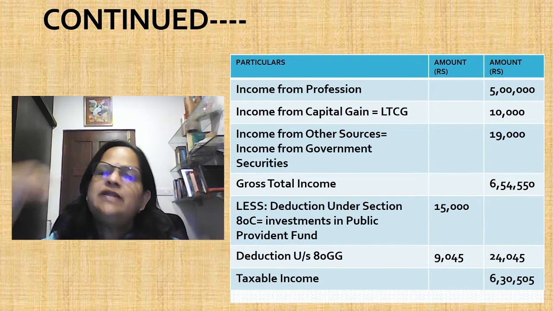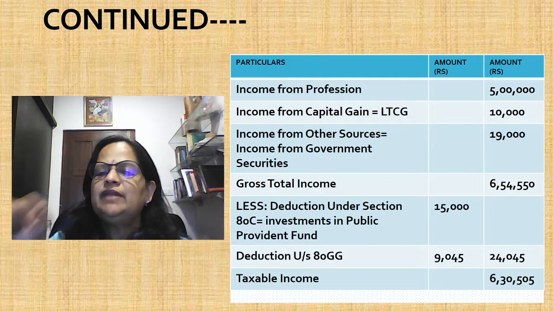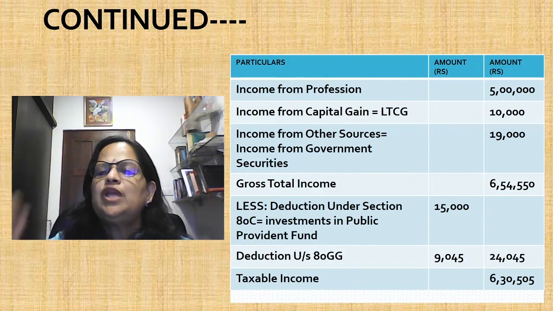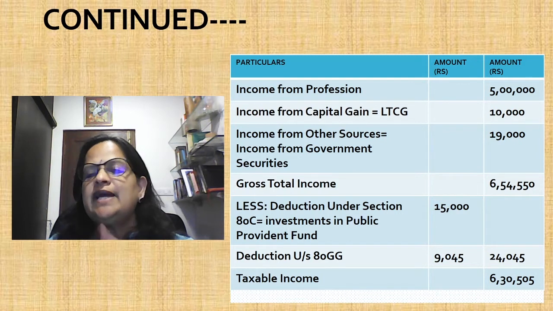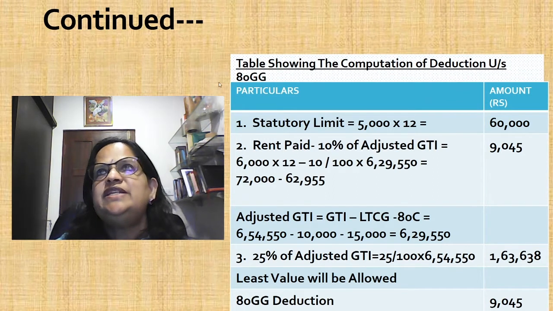Now less deduction under section 80GG, 9,045. How you are getting that value I am explaining in the next slide. So here, deduction under section 80GG 9,045 and 80C 15,000, both together 24,045, you have to reduce from the gross total income. Then you will get the taxable income, 6,30,505.